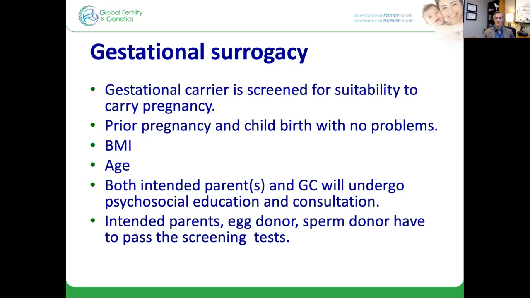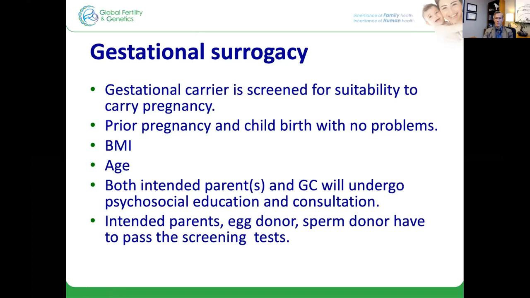We look at the weight of the surrogate. Usually we want a BMI between 18 and 35. We look at the age. We want the age to be between 21 and 44. For a very experienced surrogate, we might be a little more flexible with the age, but between 21 and 44 is a good age range to keep the surrogates in.